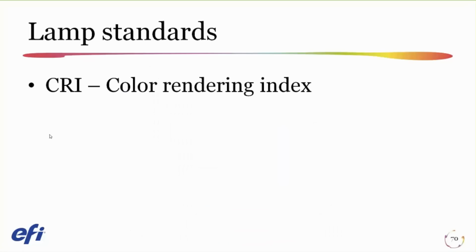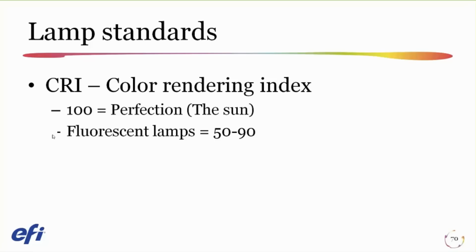But that's not enough. We have to look at something called the CRI, the color rendering index. The CRI tells us how close the quality of the light, not just the color, but the quality, is to sunlight. 100 would be perfect. It would be sunlight. Fluorescent lamps can have a CRI anywhere from 50 to 90. LEDs can have up to 98 CRI. Well, who cares? What difference does this make?